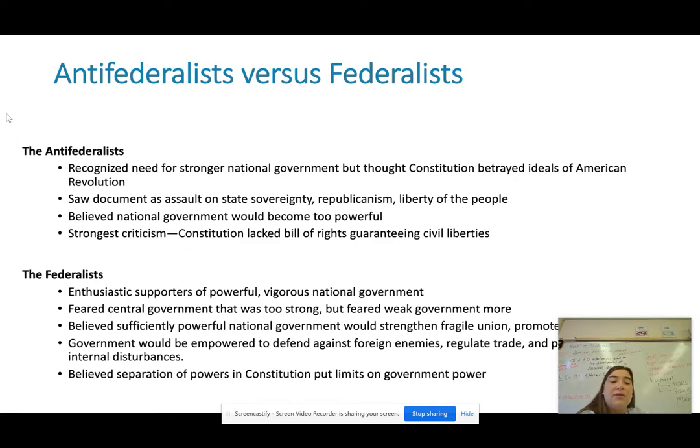The Federalists were enthusiastic supporters of a national government. They thought it was a good idea. They thought that it would help their country run much more smoothly. They feared a central government that was too strong, meaning they were hesitant about giving the national government this much power. However, the only thing scarier than a too powerful national government was one that was too weak.